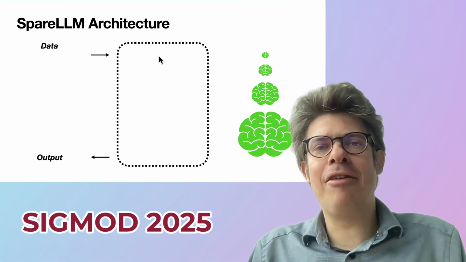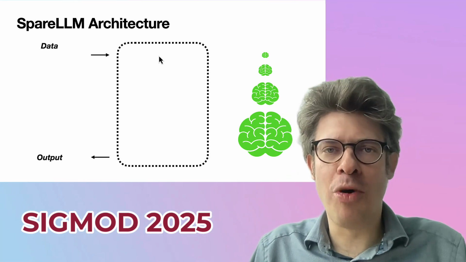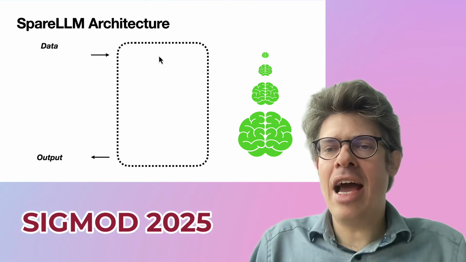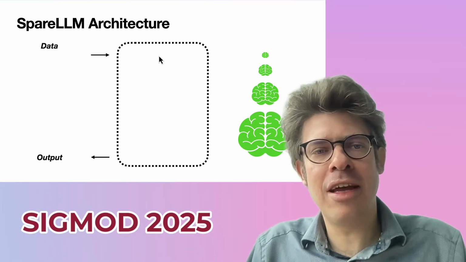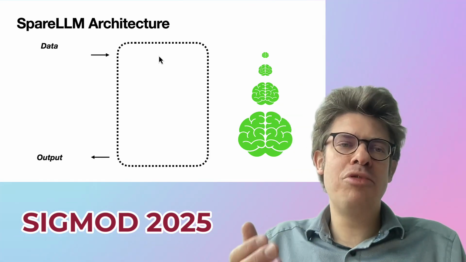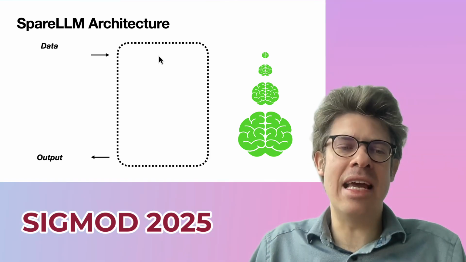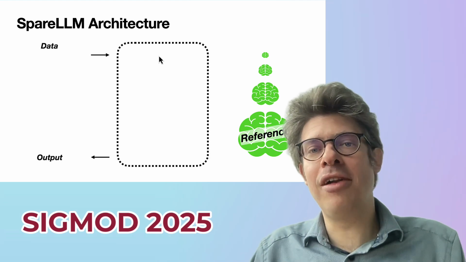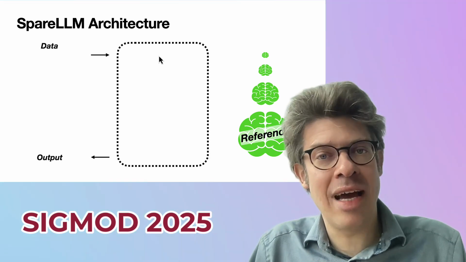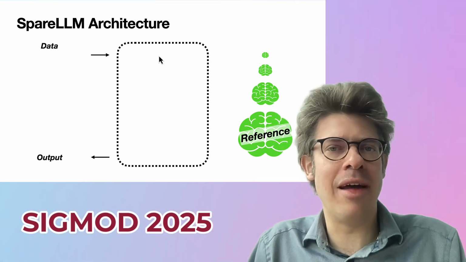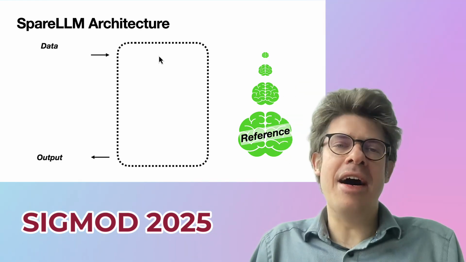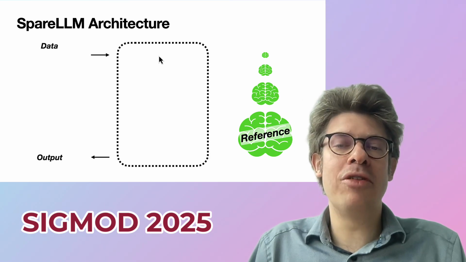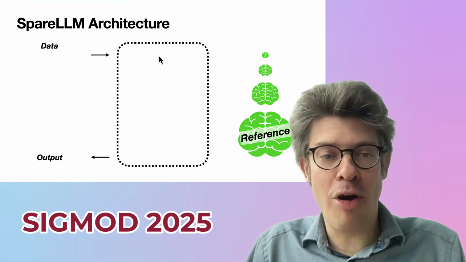So we assume that we have a task that is accomplished by a language model on a large collection of data items, and we have a couple of alternative models that we can choose between. So the input to SpareLLM is data together with a reference model, which is the model that you believe would do best for the task we have in mind. Could be a large model like GPT 4.1, for instance. But using this model typically is quite expensive, so ideally we want to use one of the smaller models.